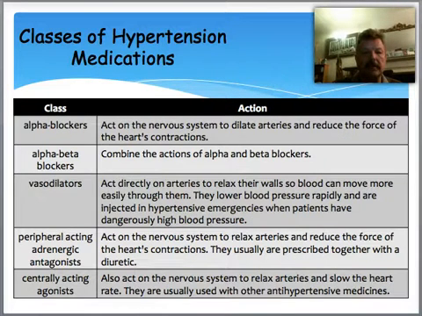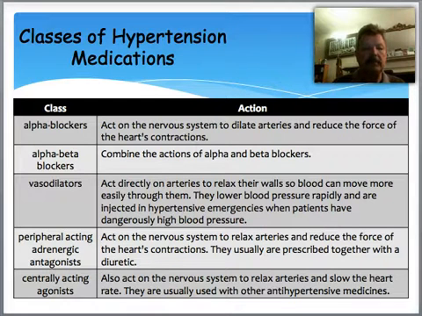Alpha blockers act on the nervous system to dilate arteries and reduce the force of the heart's contraction. Alpha and beta blockers combine the actions of both the alpha and beta blockers. Vasodilators act directly on arteries to relax the walls so blood can move easily through them. They lower blood pressure rapidly and are injected in hypertensive emergencies when patients have dangerously high blood pressure.